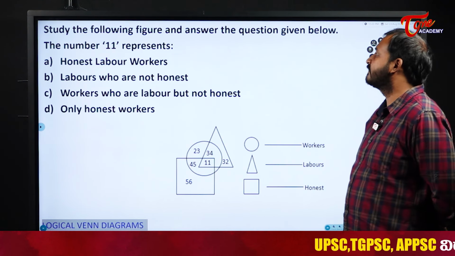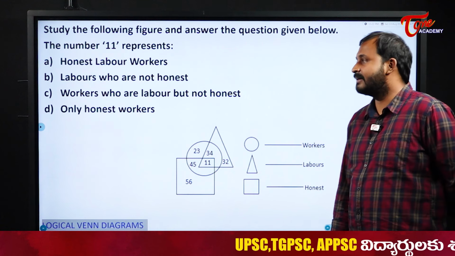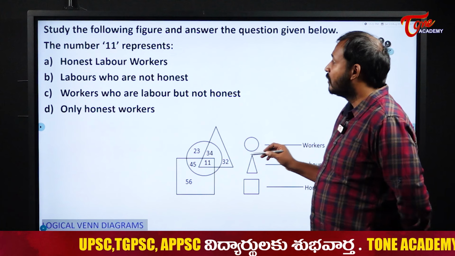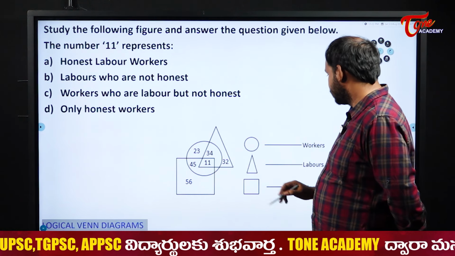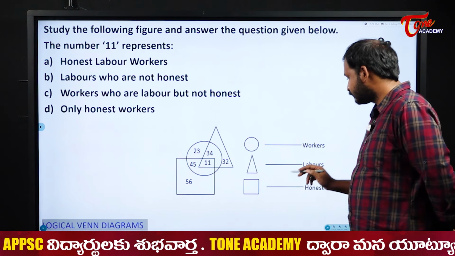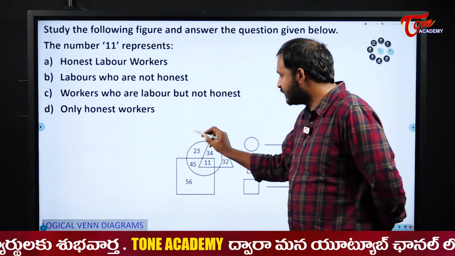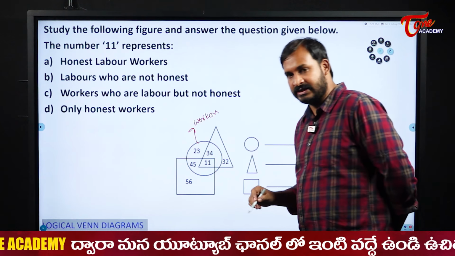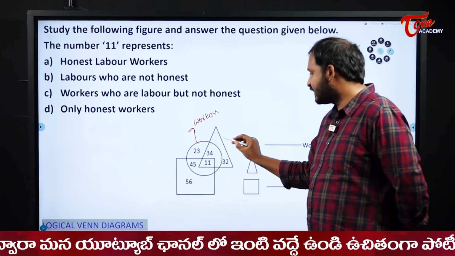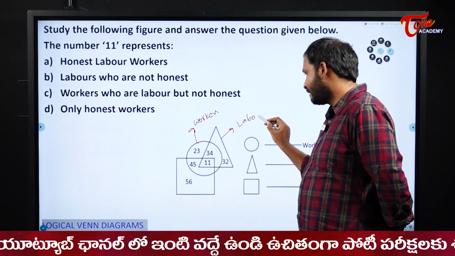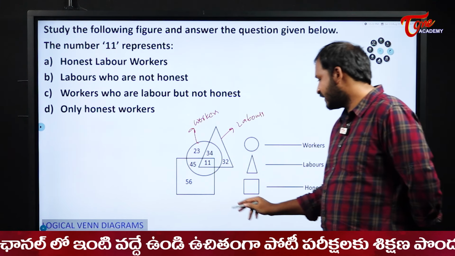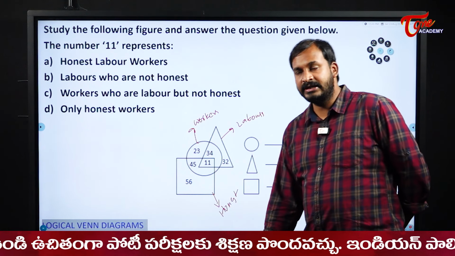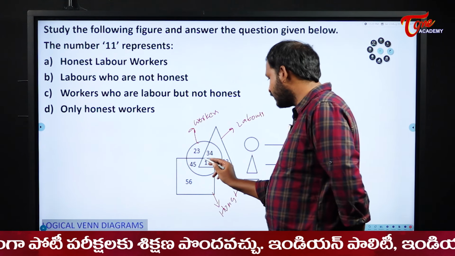Next is: study the following figure and answer the questions given below. The number 11 represents honest labor workers. See, first and foremost, the circle indicates workers, and the triangle indicates laborers, and the square indicates honest. Right? So 11 is the area.